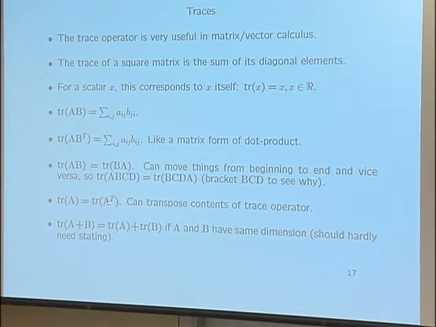Trace of A equals trace of A transpose. This is obvious. It's just the diagonal, and that stays the same. Trace of A plus B is trace of A plus trace of B. This is obvious too, because everything's linear.